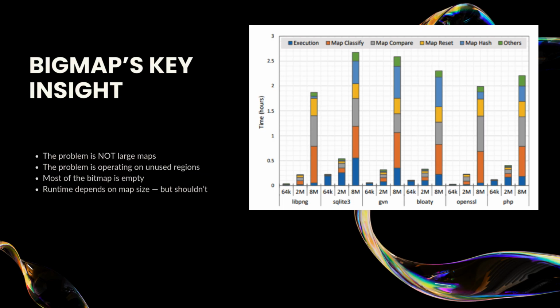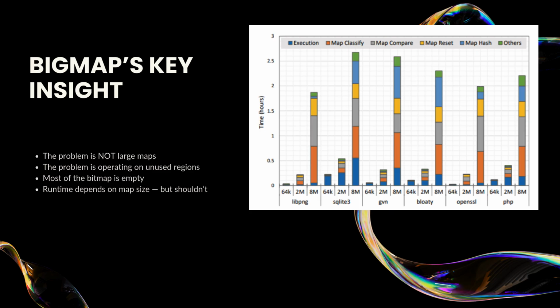BigMap's key idea is to separate where edges are hashed from where coverage data is stored. By doing this, it allows the coverage data to be compact and dense, even if the underlying map size is very large. This change removes the artificial dependency between performance and bitmap size, and this is the core idea behind the two-level bitmap design.